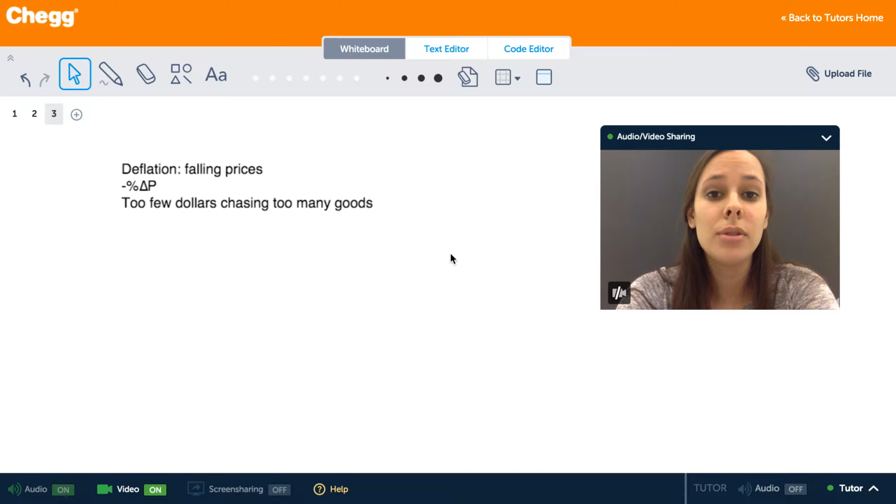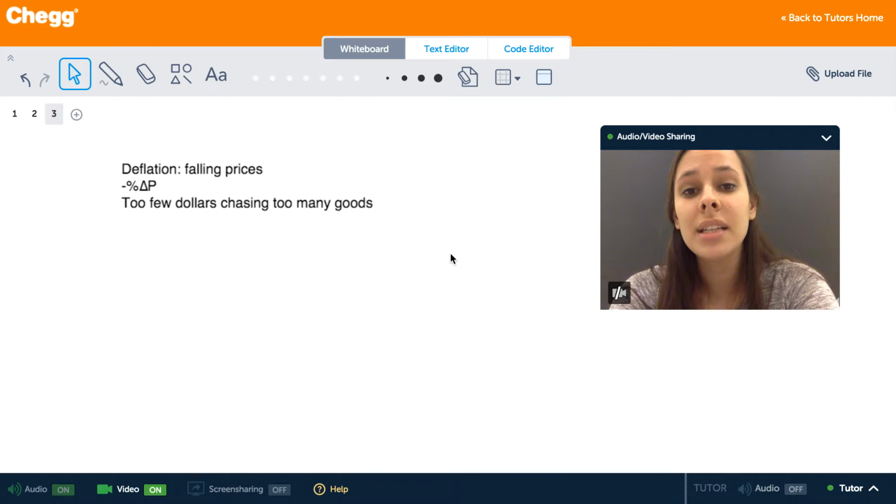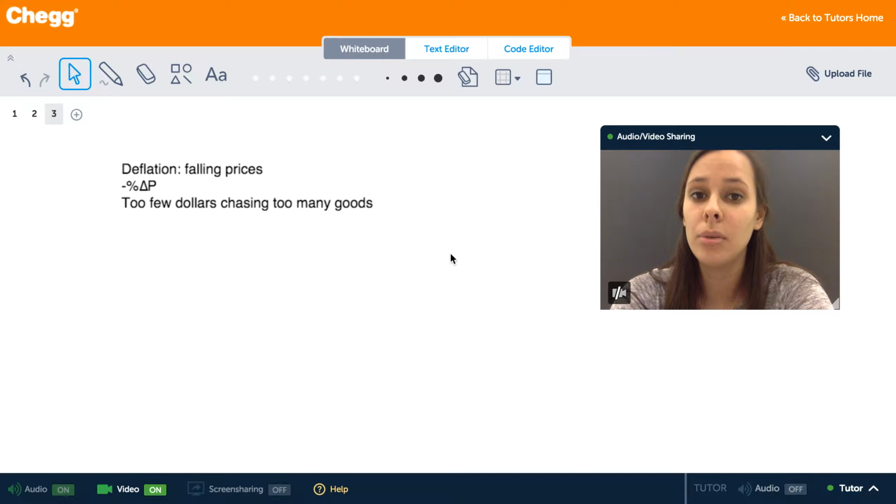And when you take those $5 away and you're left with $5, each of those dollars is worth more. Why? Because now instead of one good, you can now buy 2 goods with that same dollar. So the value of the dollar will go up and prices will fall. And when prices fall, that's deflation.